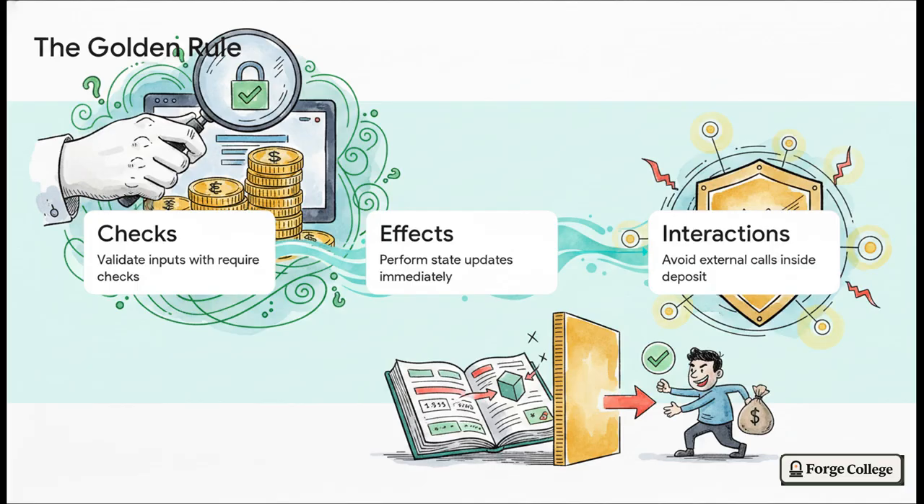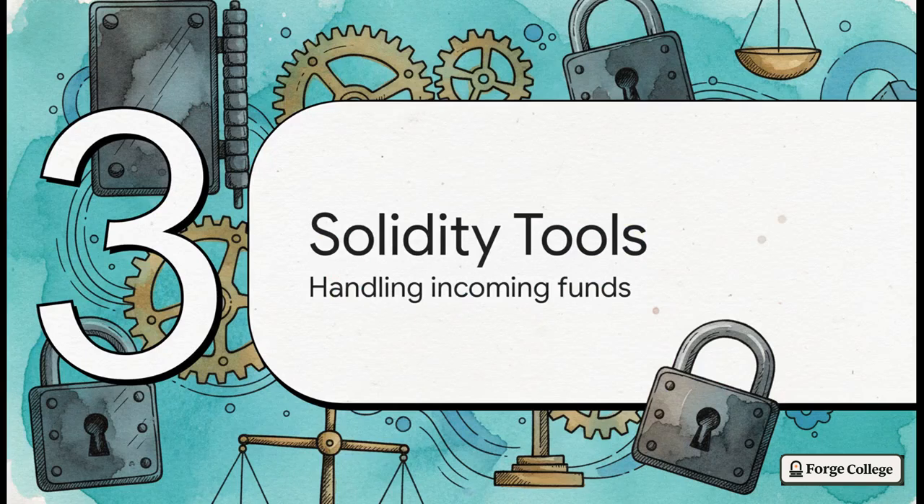Just imagine the comedic disaster of updating your ledger after you've already let a malicious user interact with an external system. They could literally loop back around, deposit again, and trick the contract into crediting them multiple times before that first effect ever even registers. Always update your state first. Always. Okay. With that golden rule firmly in our minds, let's open up our Solidity toolbox and look at the actual hinges and locks we're going to use to build this thing.